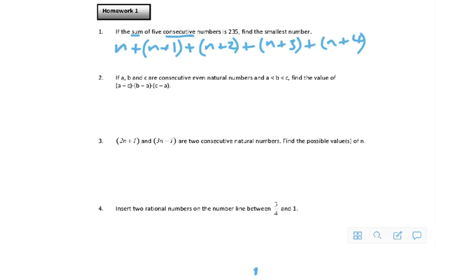And we're told that the sum is equal to 235. So we're going to find the smallest number, which we're looking for, n. And so now we've just got an equation to solve. If we look at our like terms, we've got 1, 2, 3, 4, 5 lots of n. And we have 1 plus 2 is 3, plus 3 is 6, plus 4 is 10. That's all equal to 235.